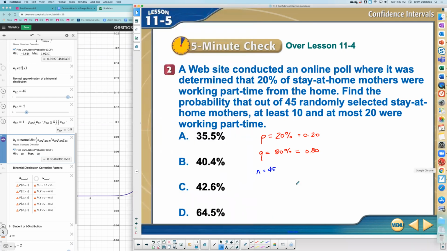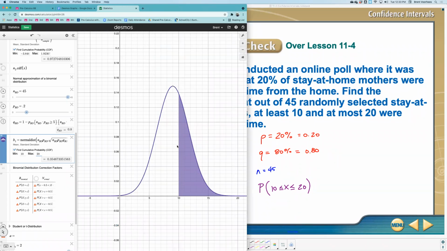We're looking for the probability that we have at least 10 and at most 20. Now we have a correction factor that we need to come up with for this probability. So I have it right here on the left, and just kind of remind you that binomial, we need to come up with some, so let me refresh here. Let me pause and explain this to you.